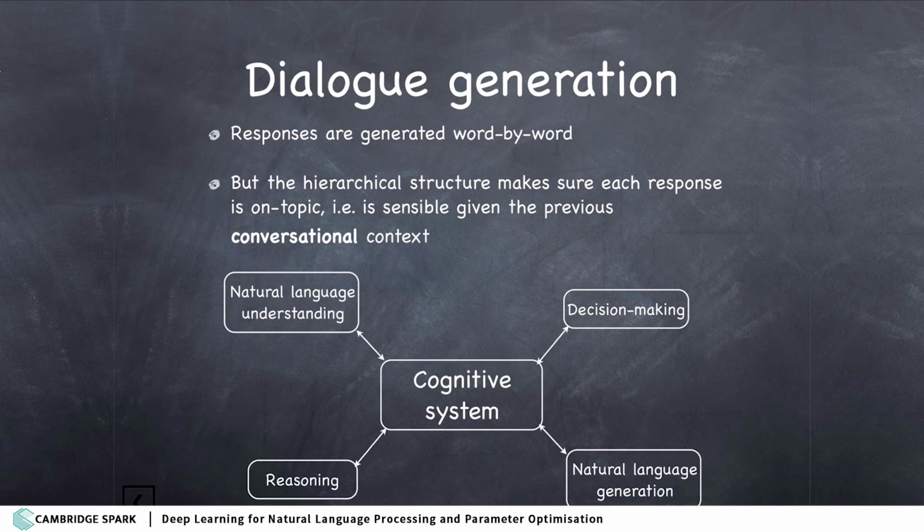So this system generates responses word by word, but at the same time, it uses a hierarchical structure that is going to condition what is the most likely phrase given the conversational context so far. So if you think about that, this now approximates a cognitive system similar in its abilities to a human being, because it uses natural language understanding, reasoning, decision-making, and natural language generation as integral parts of the system.